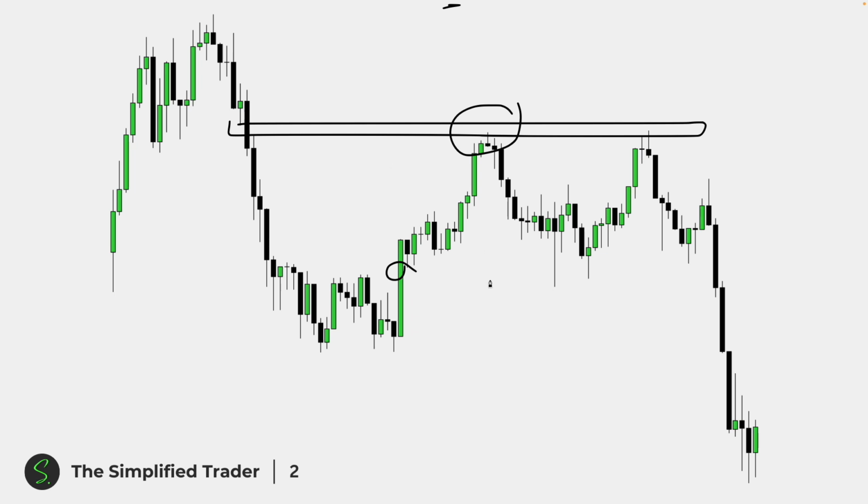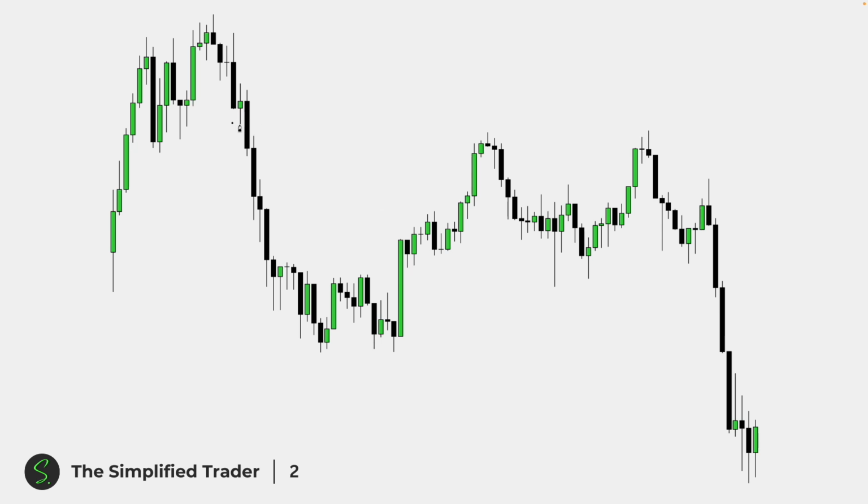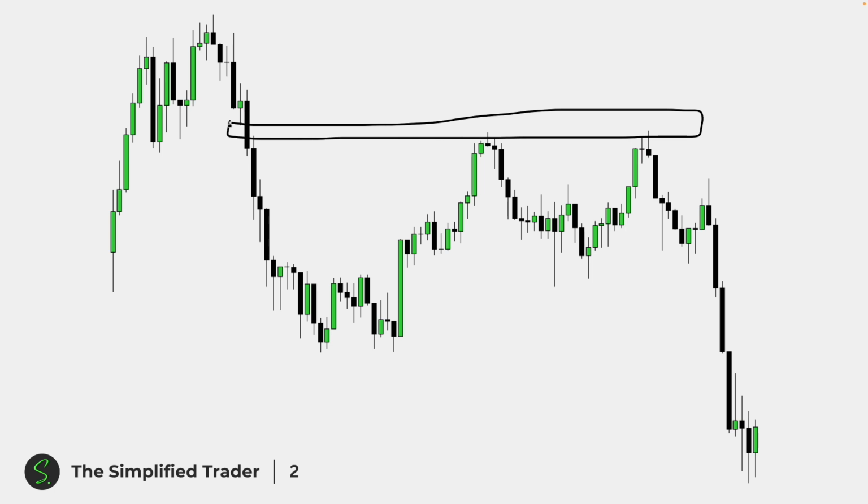But there's another way that we can further optimize this method, which is we look to pair fair value gaps with PD arrays. If we look at price action here on the left, we can see we made a low, we made a high, to a lower low, to a higher high. What does that mean?